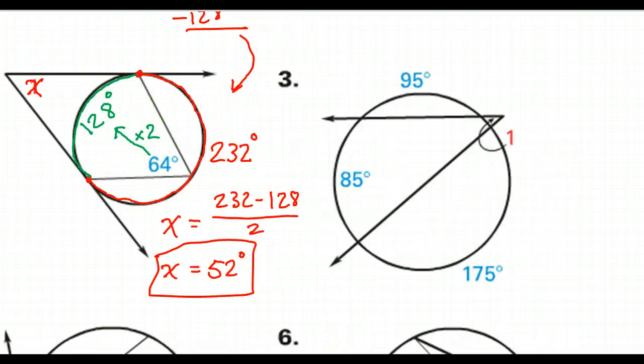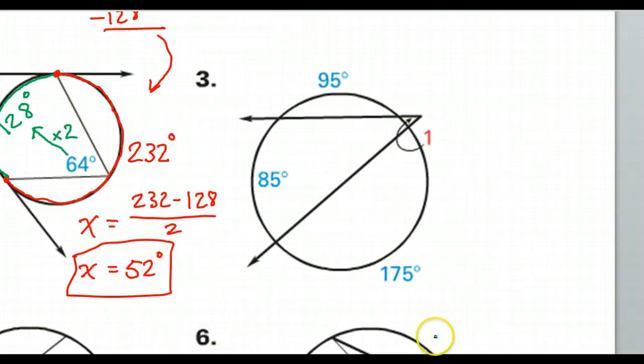Okay, looking at number 3. Same situation. This little angle, which I will call x, is outside the circle. So I'm still going to do that arc minus arc thing. So here's the big arc right here, like this. And here's the small arc over here, like this. Those are the two arcs I need.